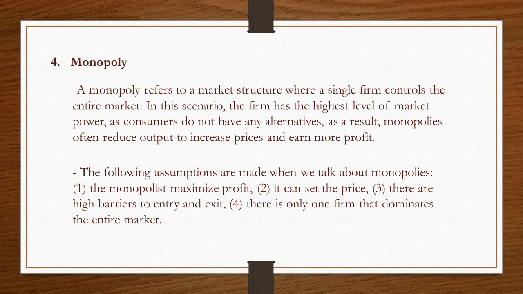So the following assumptions are made when we talk about monopolists. Number one, monopolists maximize profit. Number two, they can set the price. And then number three, there are high barriers to entry and exit. And then number four, there is only one firm that dominates the entire market.